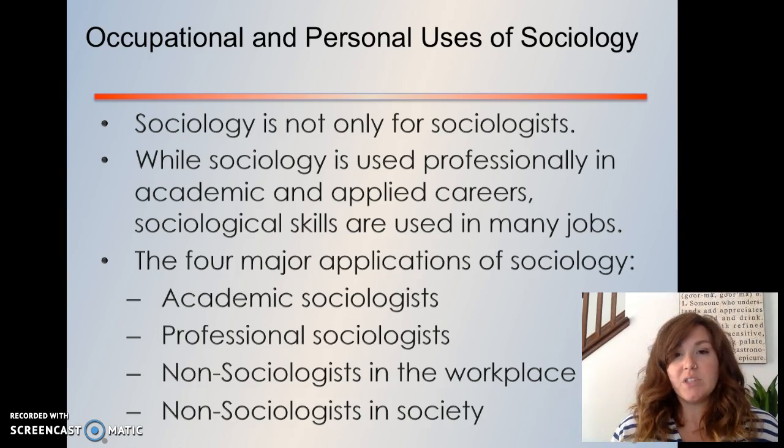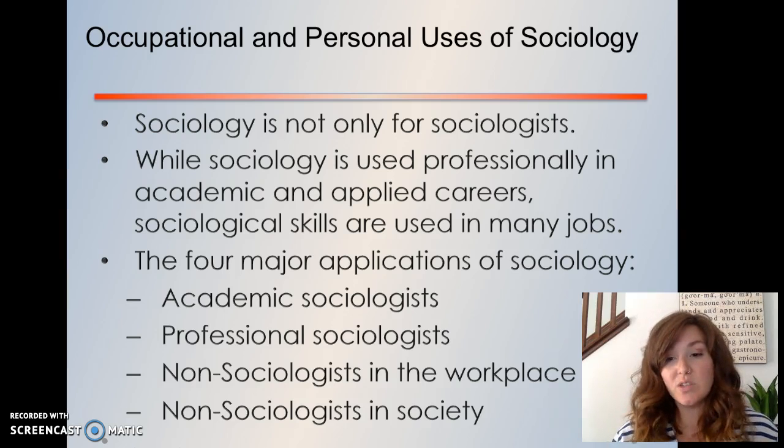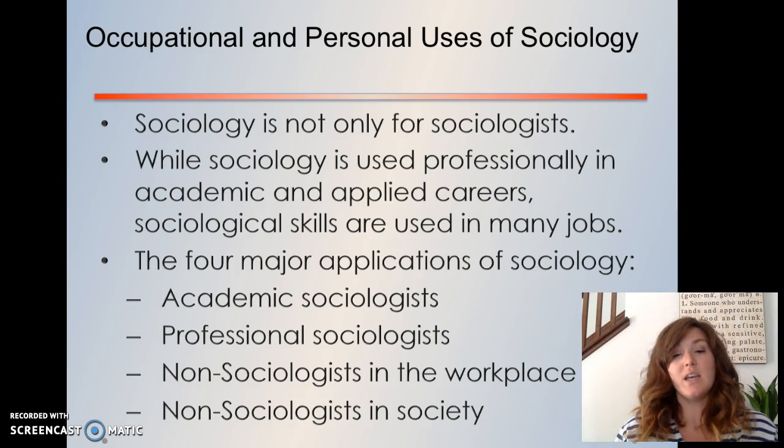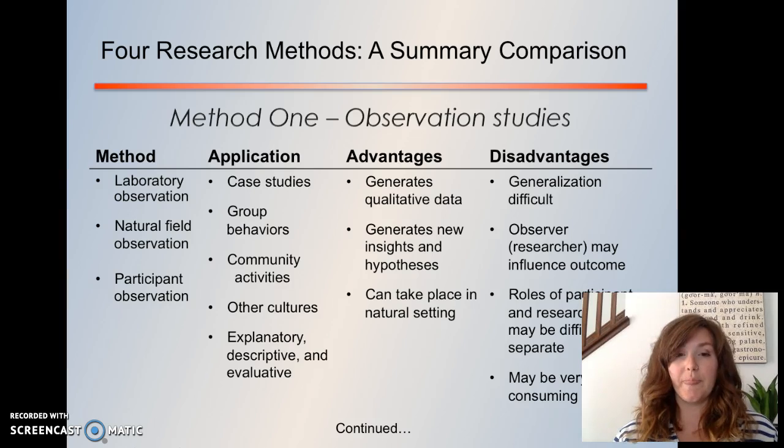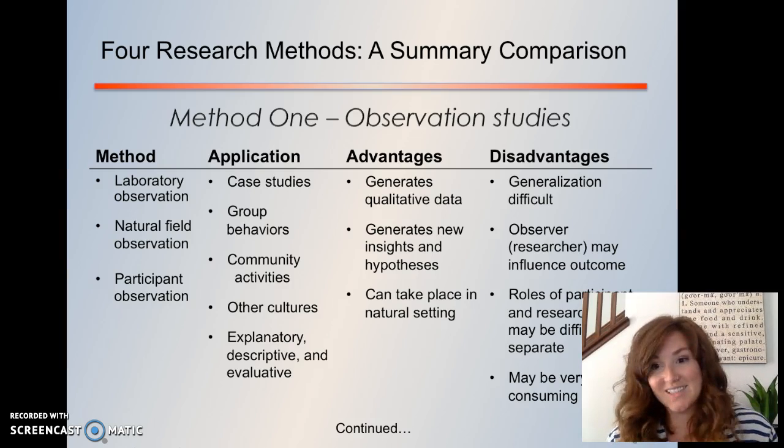So then we see occupational and personal uses of sociology, right? So sociology is not just for sociologists, but really sociology can be used in any kind of profession that you can think of. So there's academic sociologists, professional sociologists, non-sociologists in the workplace, and non-sociologists in society. Just as a quick heads up.